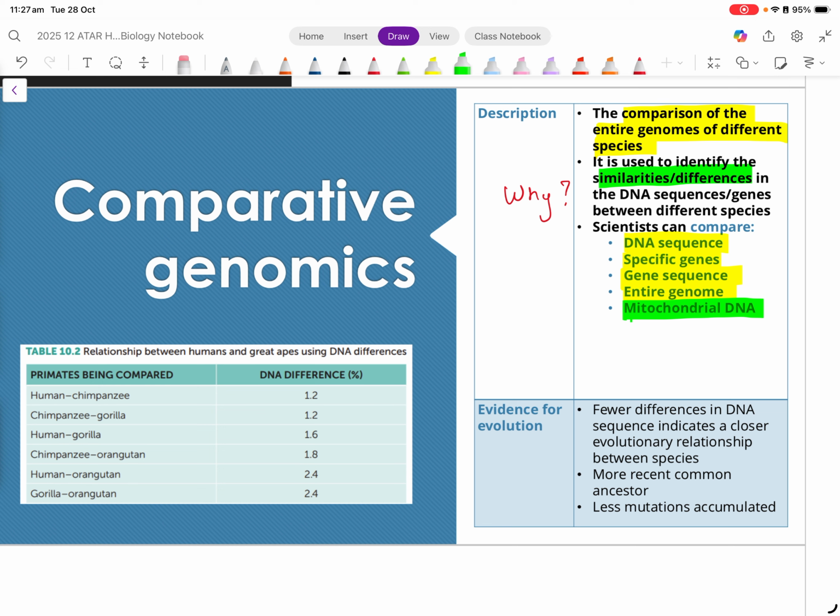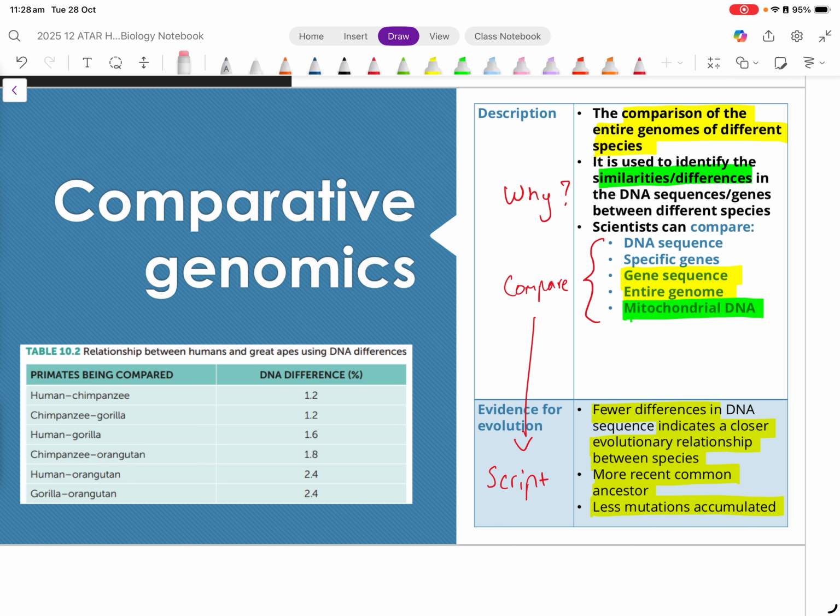So there's almost a script that I need you to learn, and it's this script down the bottom here, because it applies to all of these comparison points up here. So this is what we are comparing, the similarities and differences of, and this is where we can apply our script. The script pretty much remains the same: fewer differences in the DNA sequence, specific genes, gene sequence, entire genome, or mitochondrial DNA, fill in the blank there, indicates a closer evolutionary relationship between species. This will mean a more recent common ancestor and fewer mutations accumulated.